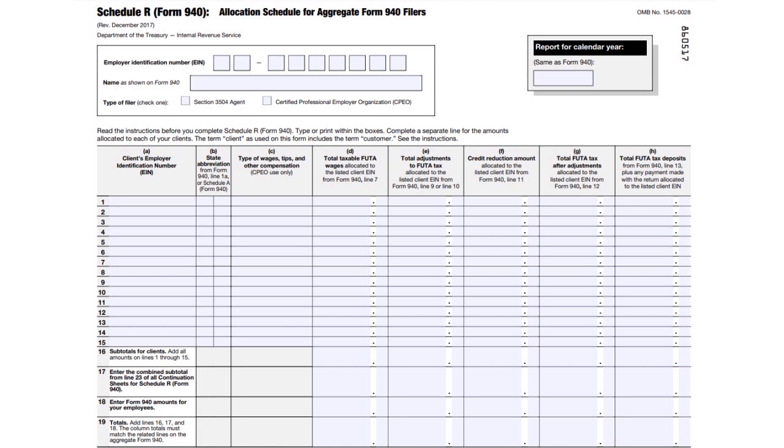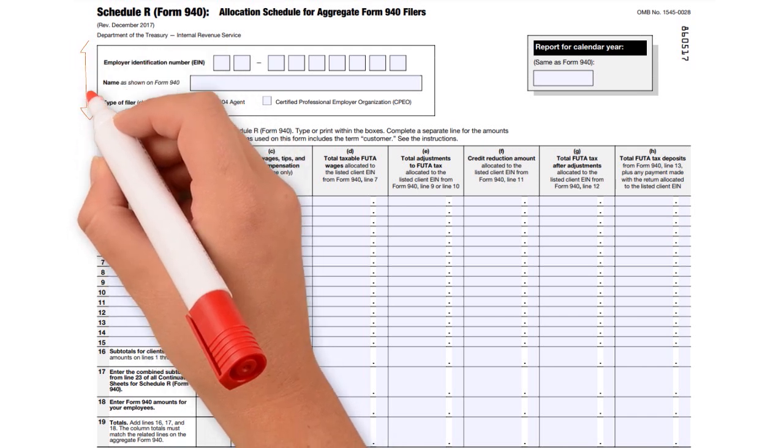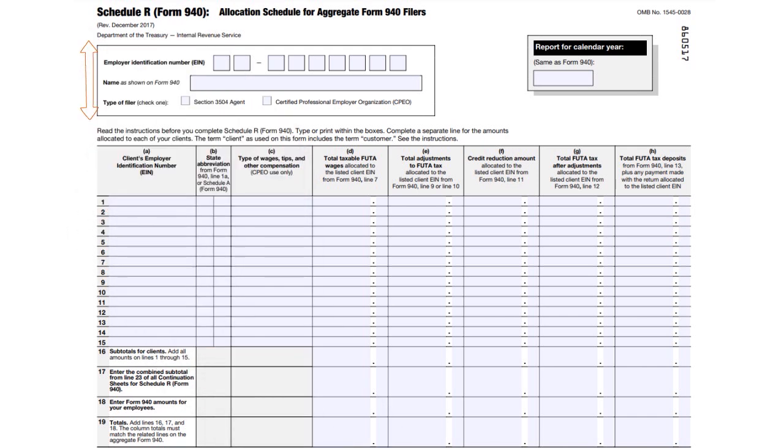And you can see how the form looks on the screen right now. You have to put your EIN, the name, and the type of filer. So if you were speaking about a certified professional employer organization, a CPEO, or a Section 3504 agent. Now, it would take an entire video to explain what a Section 3504 agent is. So we are just going to say that if you have any question regarding this specific categorization, let us know in the comment section, and we'll certainly let you know how to understand the whole context here.